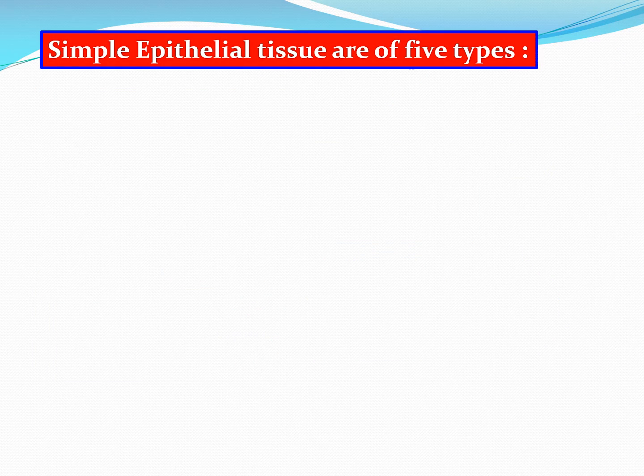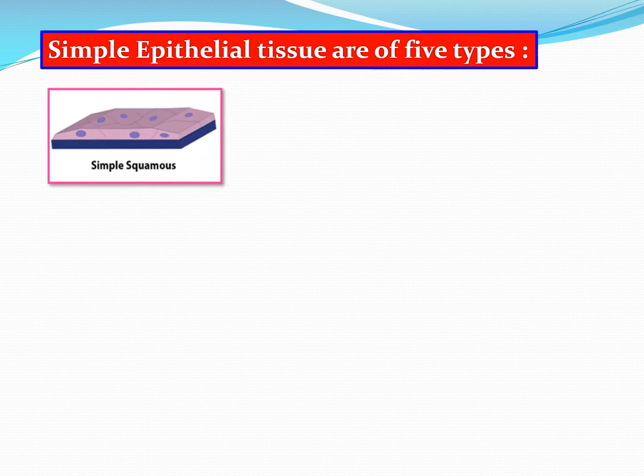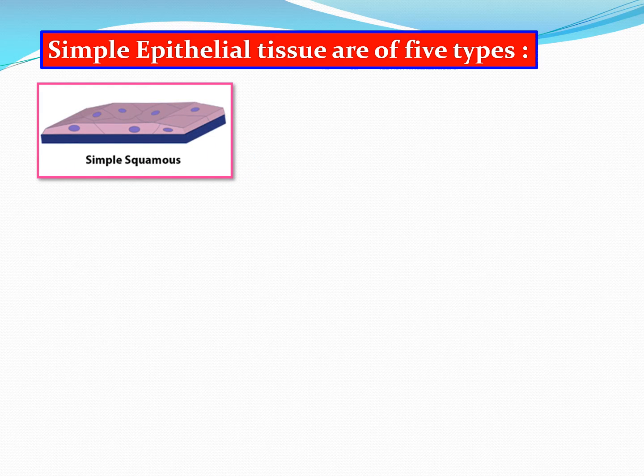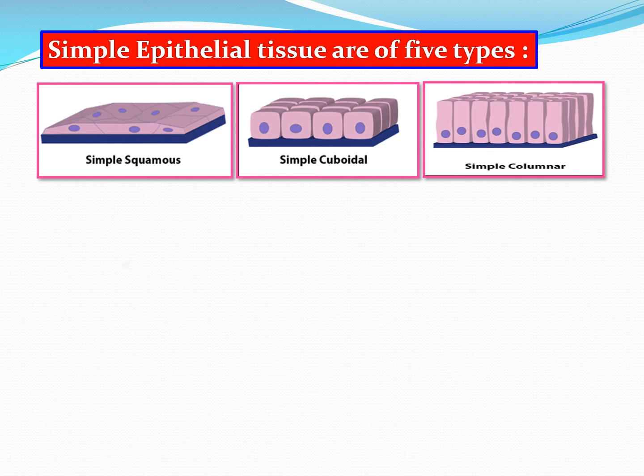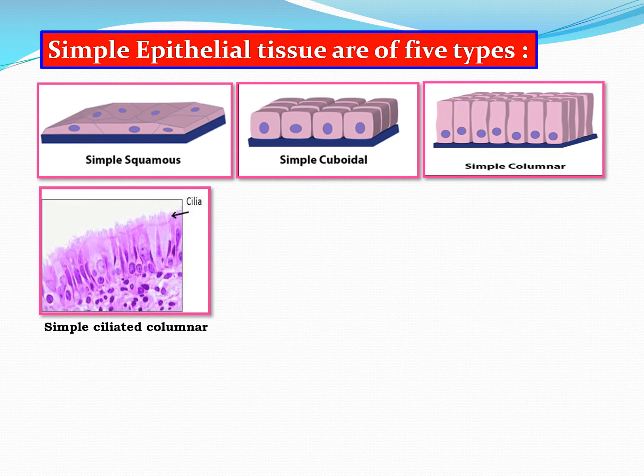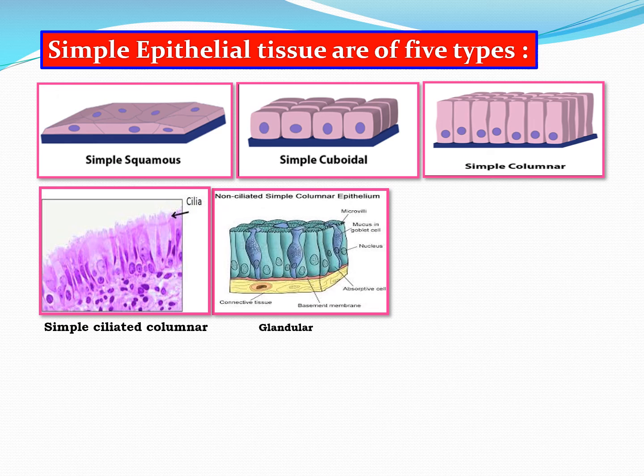Simple epithelial tissue are of 5 types. One is simple squamous epithelium, simple cuboidal, simple columnar, simple ciliated columnar and glandular epithelium.